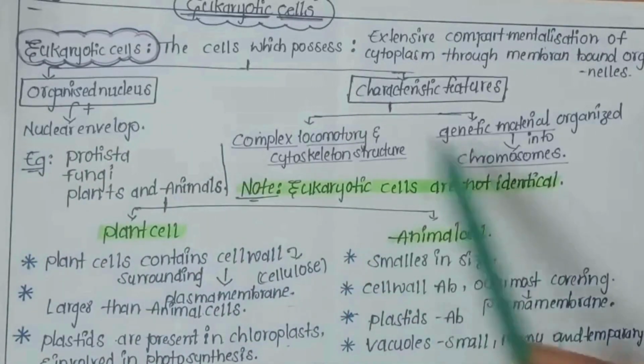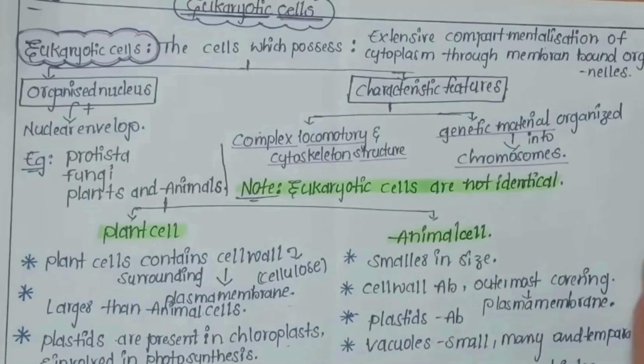As we all know, eukaryotic cells are not identical. Let's differentiate between plant cell and animal cell. Here, the plant cell contains a cell wall as the outermost protective layer, which is made up of cellulose. This cell wall surrounds the plasma membrane, whereas in the animal cell the cell wall is absent. The outermost covering is the plasma membrane.